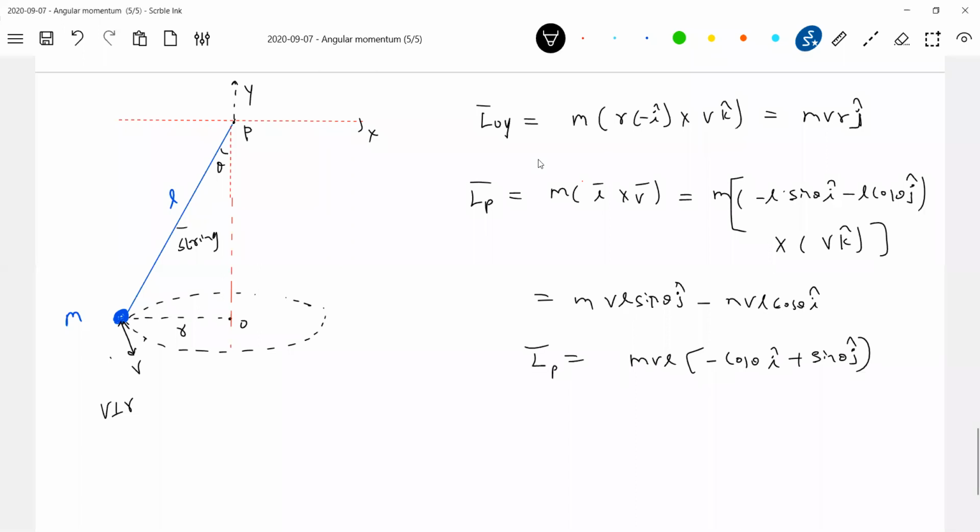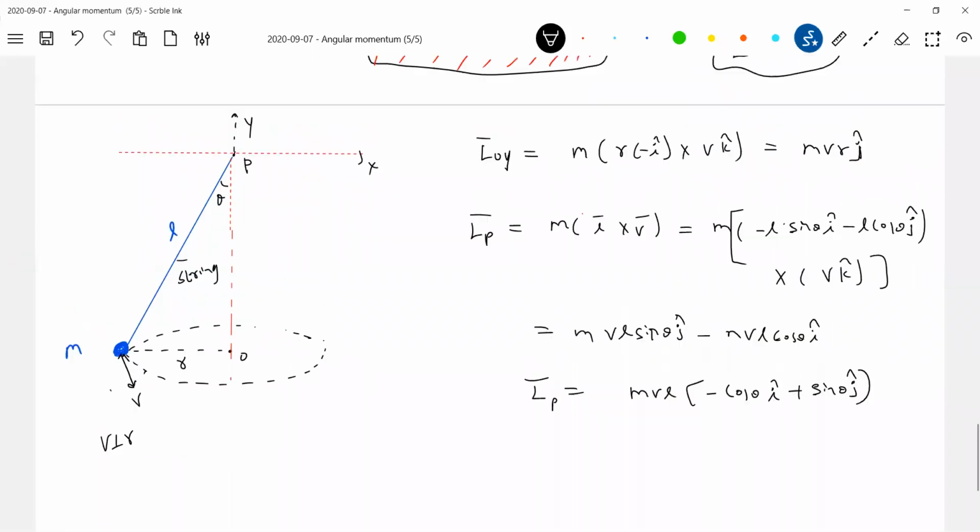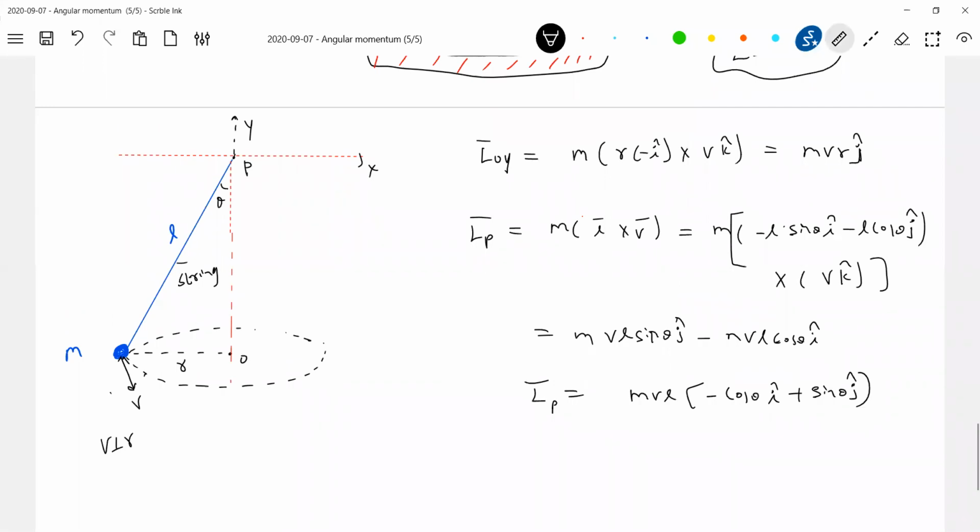This is the axis. The angular momentum will be directed like this. Sir, is it about x, y or z axis? Look at the L bar, how it will be directed: minus i cap plus j cap. So that L bar will be somewhere directed in this direction.